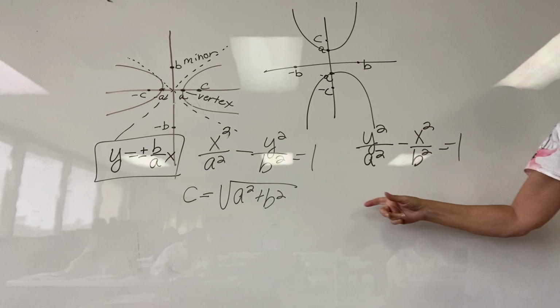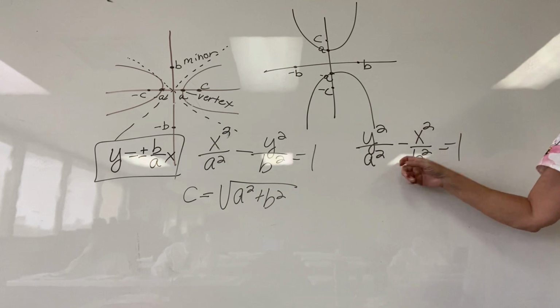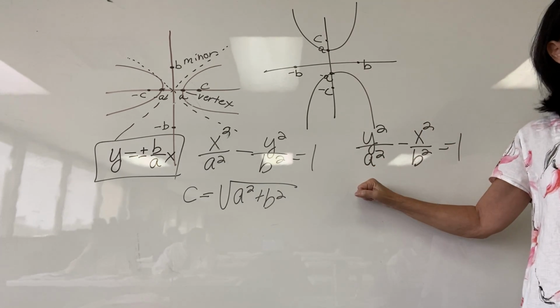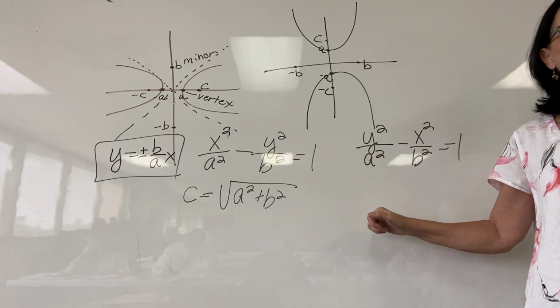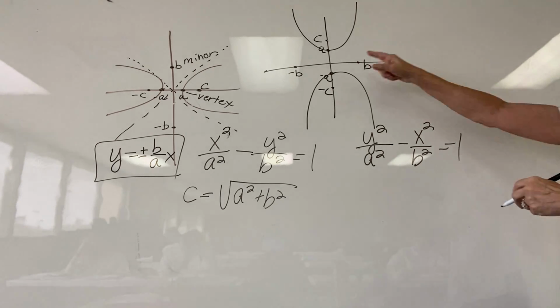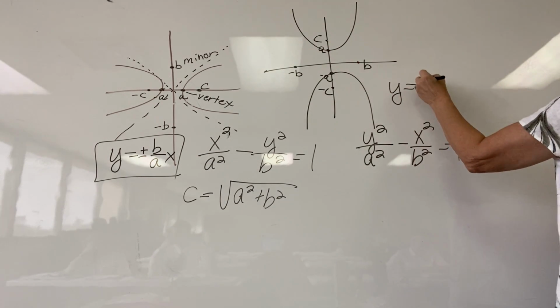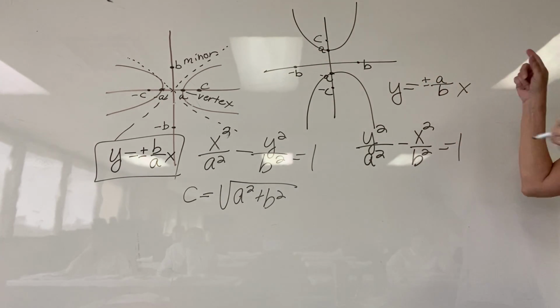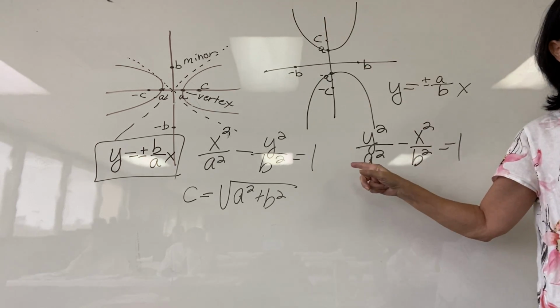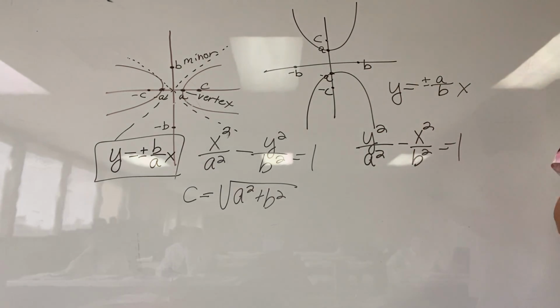Remember, with an ellipse, it didn't matter. We could have put A under y or A under x, but because it's minus, whatever axis the A is on dictates what term goes first. Does that make sense? So now our asymptotes are going to be y equals plus and minus A over B x, because the A value is on our y-axis. And remember, slope is the change in y over the change in x, right? And B is on our x-axis. Make sense?